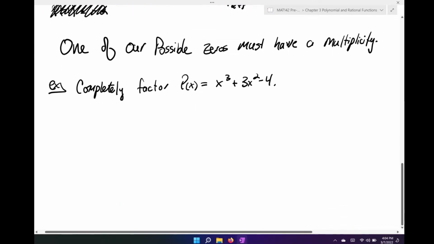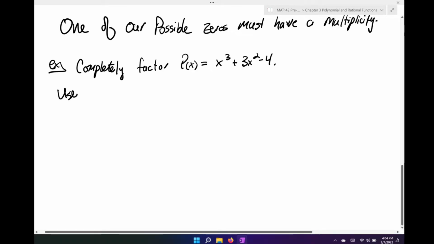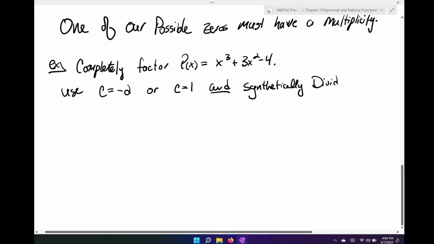So, to completely factor, we're going to use c equals negative 2 or c equals positive 1 and synthetically divide. By doing this, it will tell me where my multiplicity is, or better yet, what number my multiplicity is. It doesn't matter which one you pick, c equals negative 2 or c equals 1. But I'm just going to choose the first one because I already know what the answer is and I want us to see how this works.